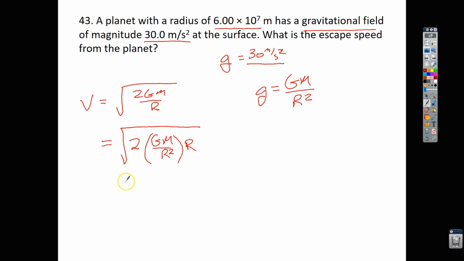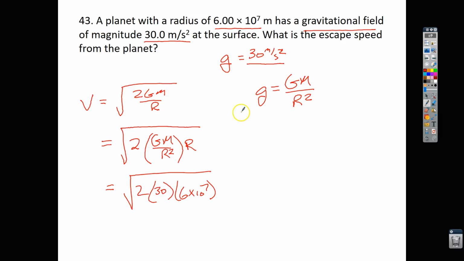All right, so here's what we're going to do. We know this is equal to the square root of 2 times, now we said big G, big M all over r squared is equal to 30. So that's 30. And then they did luckily give us the radius, and it is 6 times 10 to the 7th. We had to do this one this way because we never had the mass.